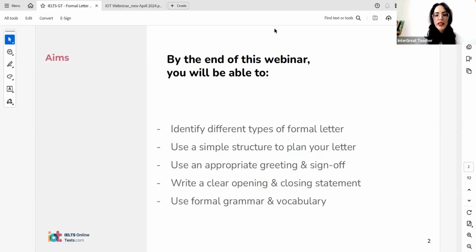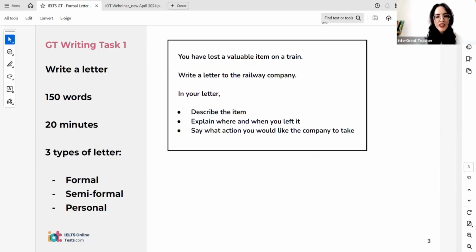We will learn how to write a clear opening and closing statement. Again, I will let you know what I mean by opening and closing. And finally, we will use some formal grammar and vocabulary that can help us write a letter which is more formal, okay? All right, so are you guys ready to achieve these goals? Let's get some yes. Okay, perfect. So let's do it. Super ready, perfect.